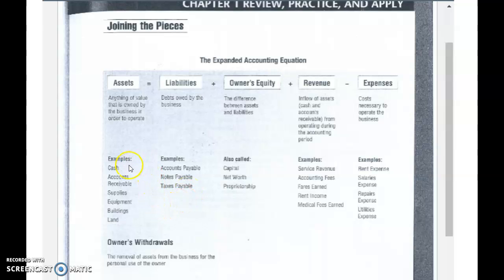Now, back here on assets, examples are cash, accounts receivable, supplies, equipment, buildings, land. Those are things that you own and have value. So, an accounts receivable, I made a mistake just a second ago, I gave you that definition as for accounts payable. But accounts receivable are things that people owe you. For example, you sold them something on credit and they're going to pay you later. So accounts receivable is money you are going to receive.